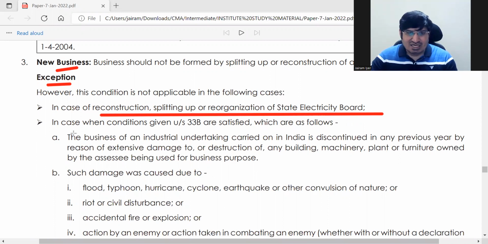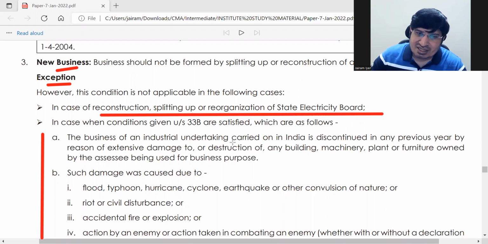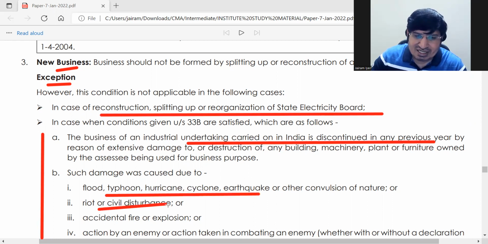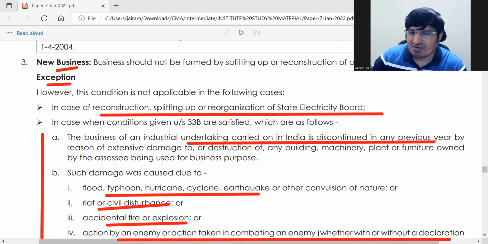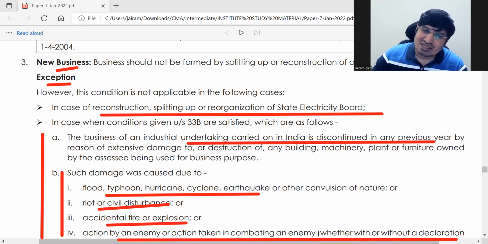And for others, if the industrial undertaking was discontinued in any previous year because of flood, typhoon, riot, accidental fire, or enemy action, all these things, right? So any major calamity like this, because of which it got discontinued, and then they have restarted the business, which is why they are using some of the existing things. In this case it is allowed.